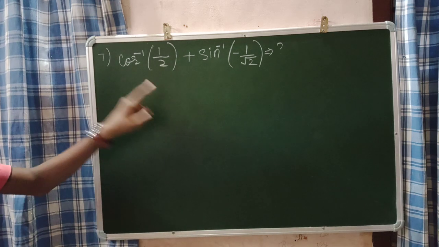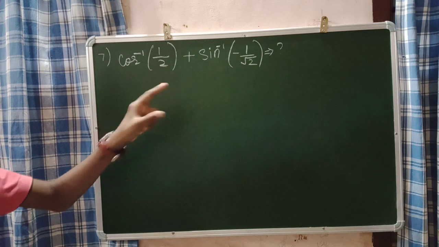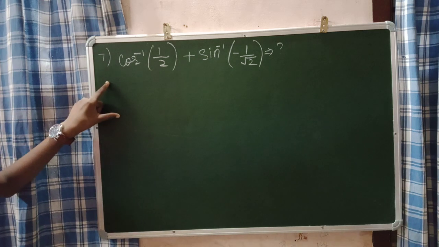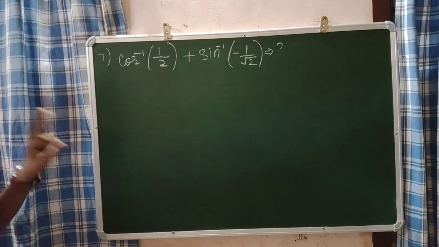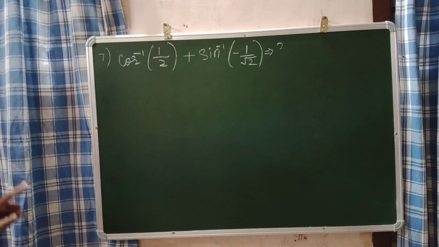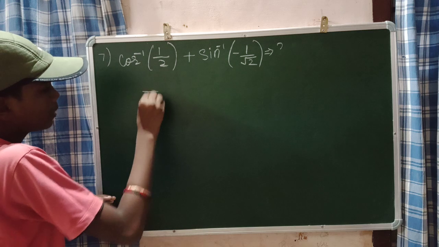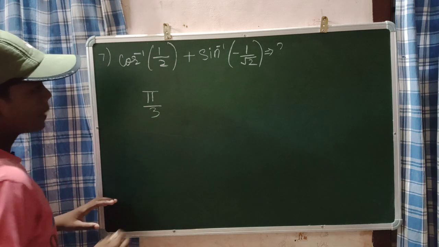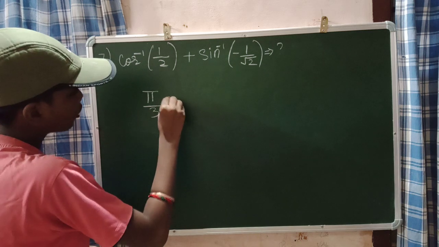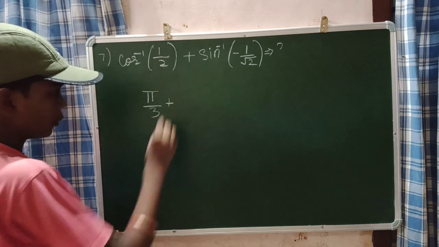So cos inverse of 1 by 2 plus sin inverse of minus 1 by root 2. This is the 7th question of your Section A. So guys, this is a very easy question. Cos inverse of 1 by 2 is easy, guys. That will be pi by 3, because cos pi by 3 only will give us 1 by 2. And then plus sin inverse of minus 1 by root 2.